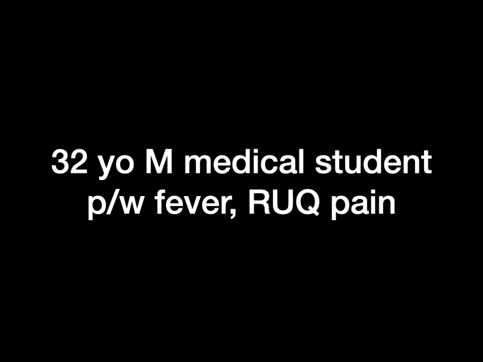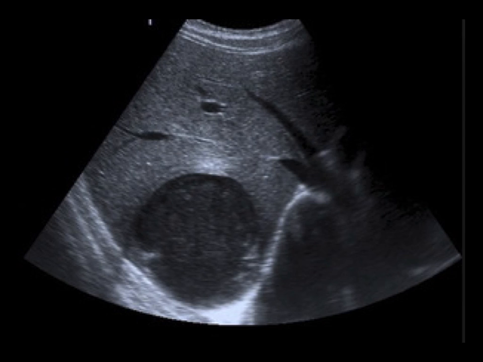Case number 3. We have a 32-year-old medical student presenting with fever and right upper quadrant pain. Your right upper quadrant ultrasound demonstrates this image. What do you think? So this is a coronal image of the right upper quadrant. And as we discussed, the liver is normally very homogeneous. But here we have a large circular hypoechoic mass-like structure in the parenchyma.